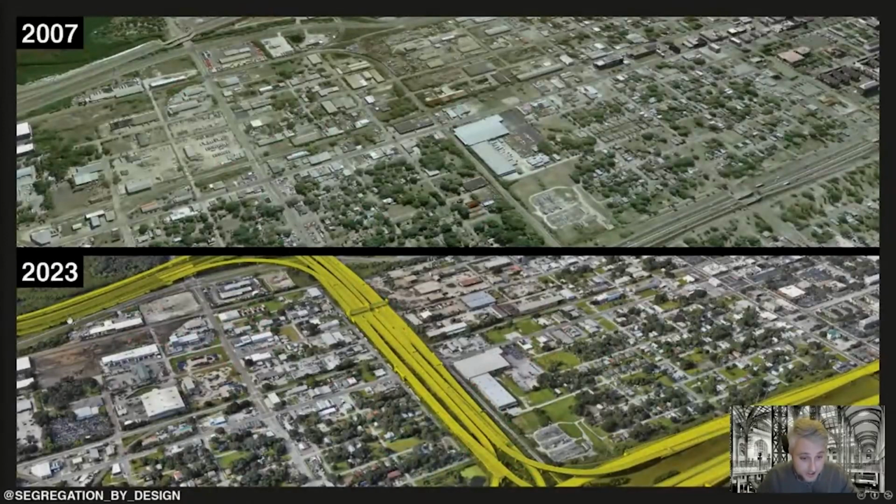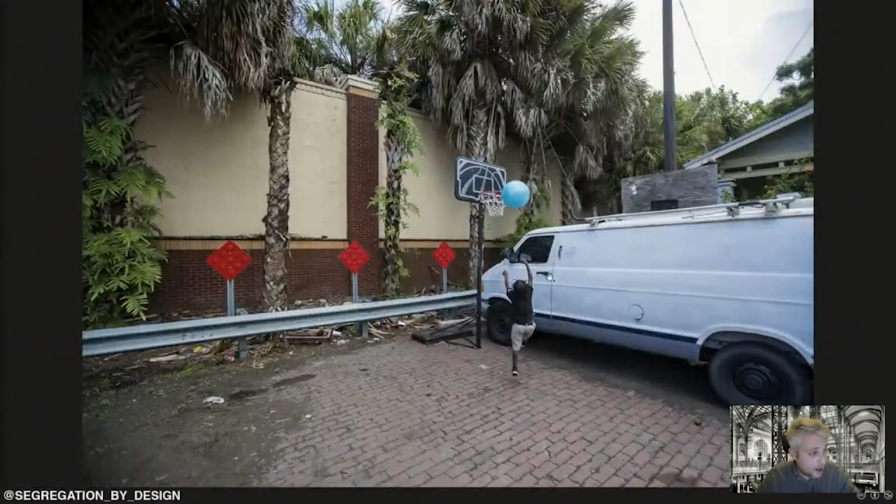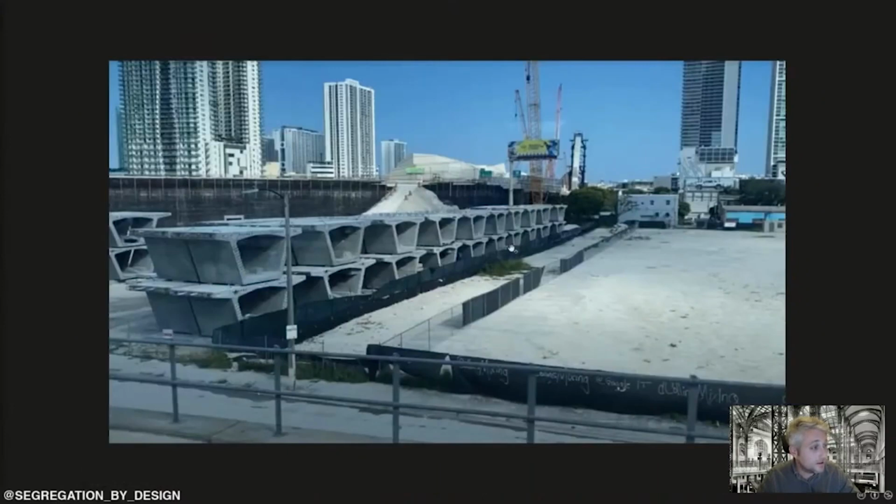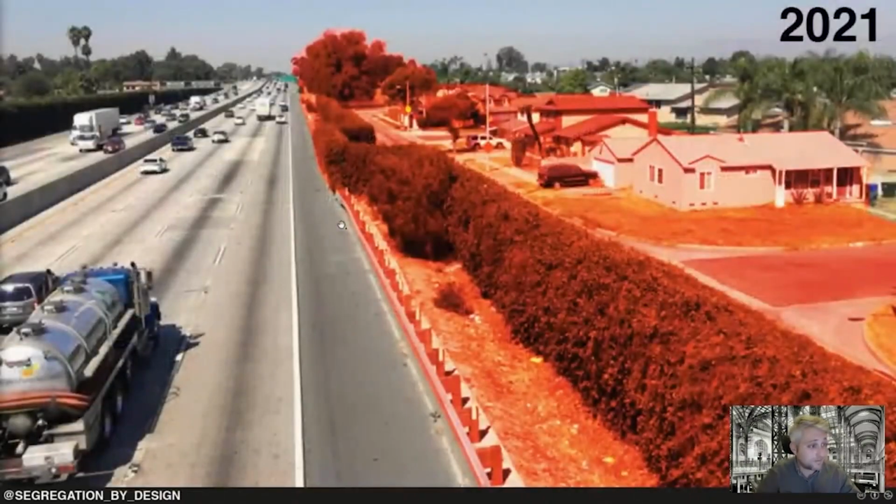These are some other recent and ongoing projects. This is Tampa, Florida. This highway cut through the Latino neighborhood of Ybor City. The brick-lined streets that formerly connected the neighborhood now dead end against sound walls. This is Miami, my hometown, not where I am now, but where I'm from originally, and they're doing an expansion of the highway there that cut through Overtown, the heart of the Black community in Miami.